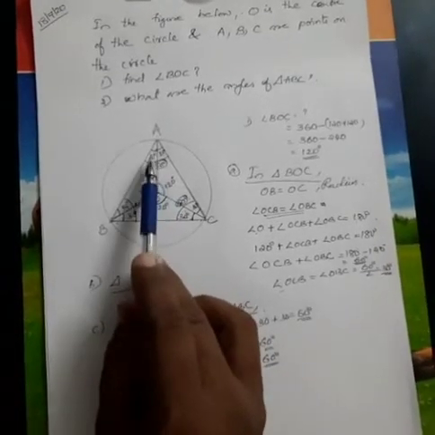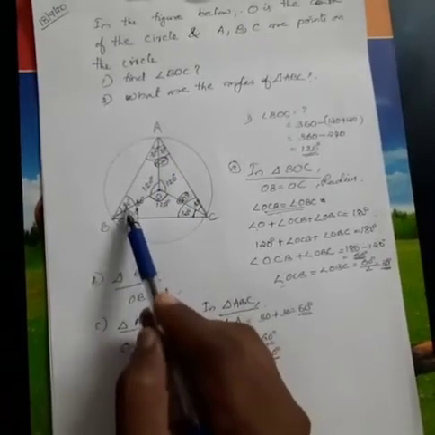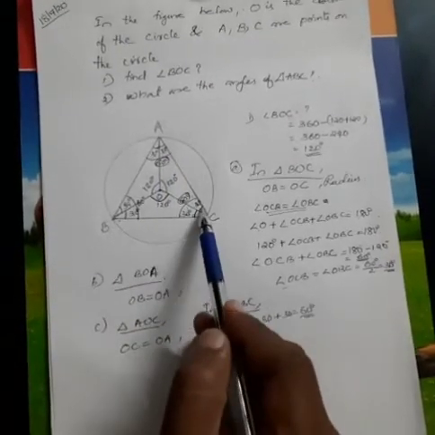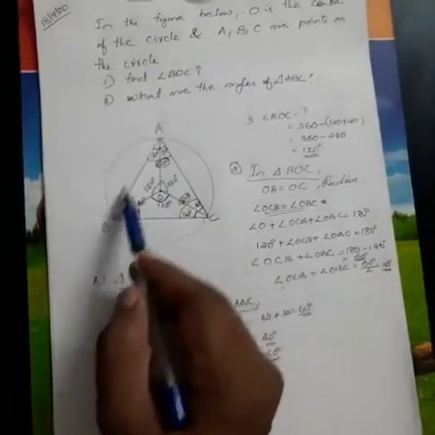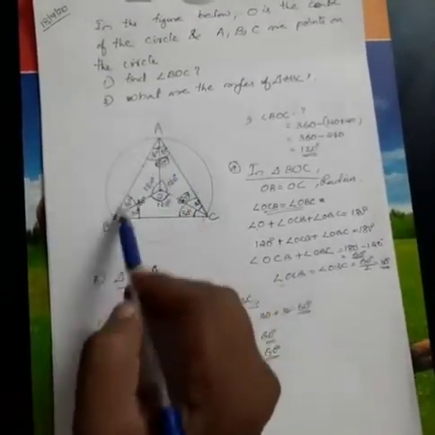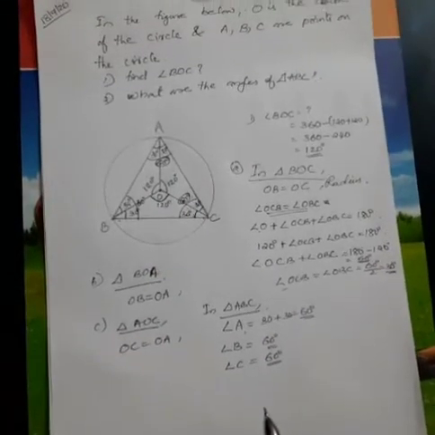Then what you have to do? These two angles should be added. You will get angle A. These two should be added. You will get angle B. These two should be added. You will get angle C. So in triangle ABC, this is the full diagram. The triangle ABC, all are 60 degrees each.